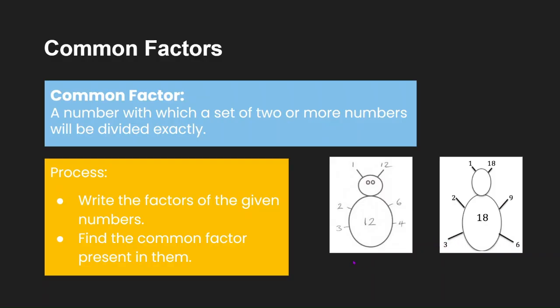So the common factors we get once we've written down the factors for each of these, right? And we can see that 1, 2, and 3 are common amongst the two. And there's another one, 6, right? 1, 2, 3, and 6. But 4, 9, 18, and 12 are not common. So you write down all the factors, you look and see which ones are on both factor bug or both sets of factors. Those are the common factors, right?